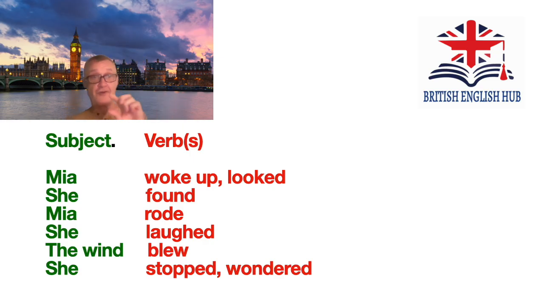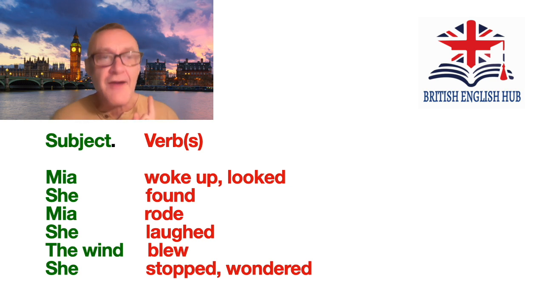So we move on now to the subject and verb together. We look at some of our verbs from the previous slide and we add a subject to it. So we got Mia woke up, looked, she found. Notice I said she found. The reason I did that is because I want to avoid saying the name Mia because it's repetitious. So we substitute Mia with the pronoun she. Eventually we can go back to Mia to remind our audience who we're talking about, who's the subject of our story. In this sense, Mia is the subject of our story. So we've repeated again: Mia rode, she laughed. Now, notice I put the wind blew. I have another subject. It's not a person this time. This subject is a thing.